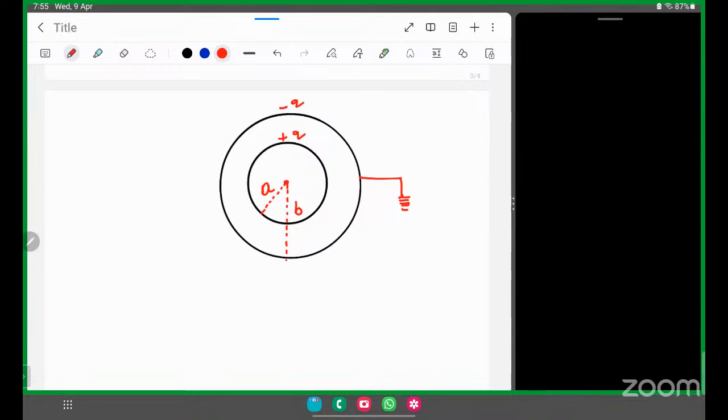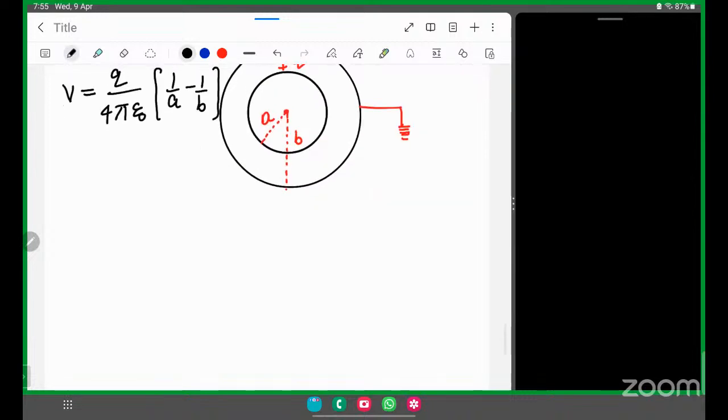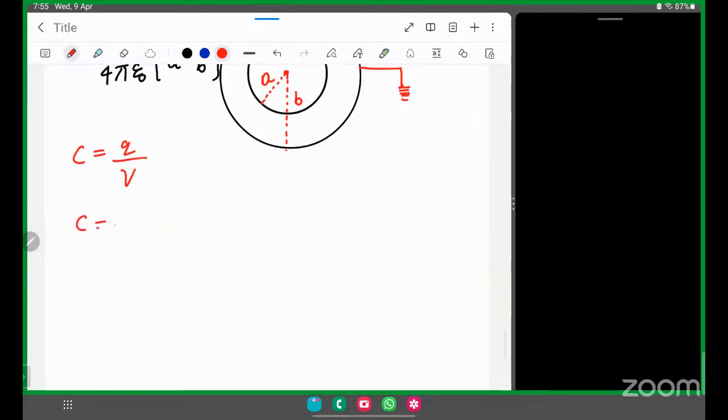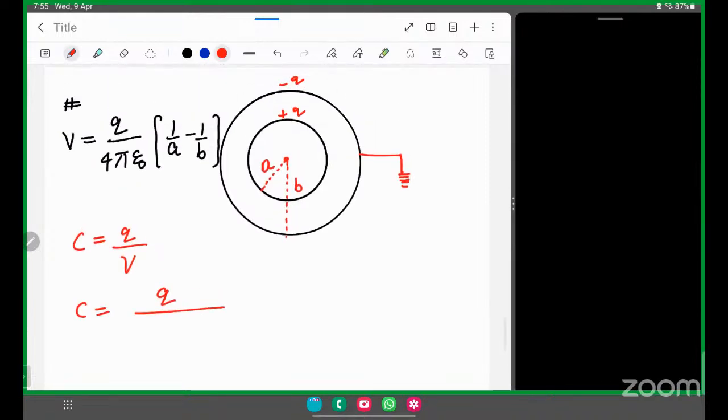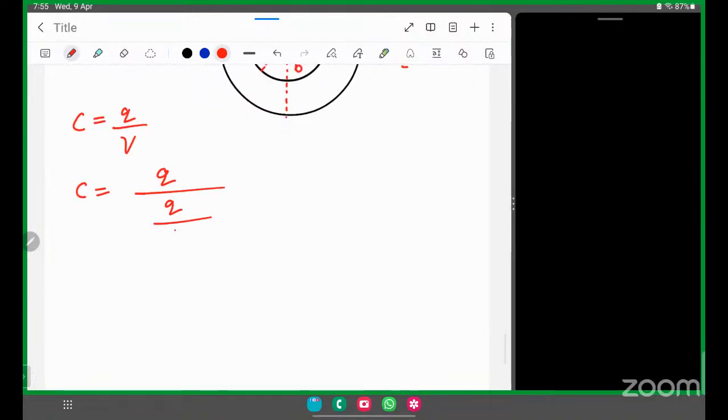So in this case, if you want the potential between these two surfaces, potential V will be given by Q by 4 pi epsilon naught times 1 upon A minus 1 upon B. This is the potential. And if you are looking for capacitance C, that will be Q by V. So C will be Q divided by V. The value of V is Q by 4 pi epsilon naught times 1 upon A minus 1 upon B.